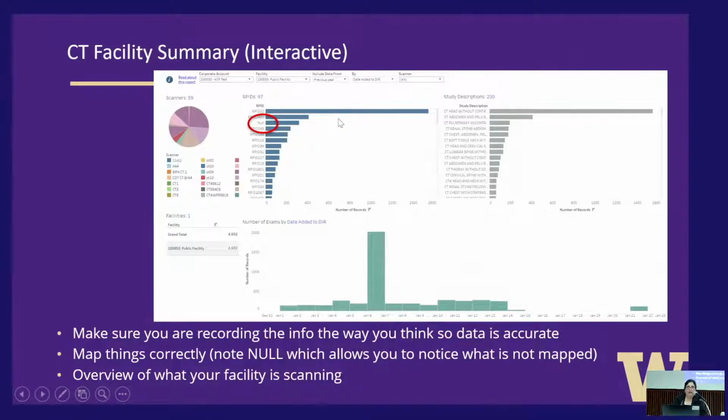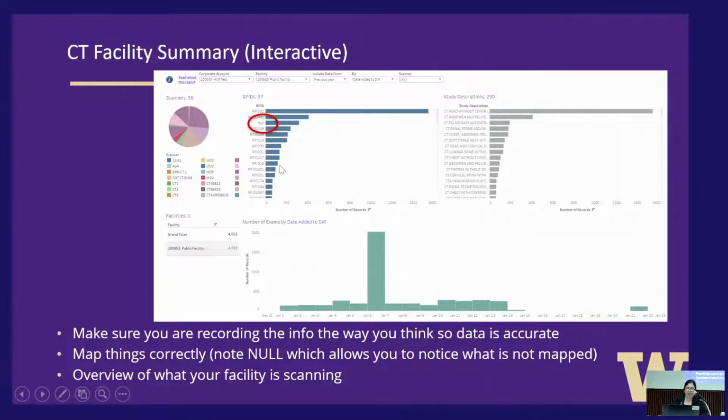I think Sam did, and I did some show and tell with logging into my DIR and showing you how your information can look, and actually showed you very coincidentally the null information from my side, because I told you we stopped mapping because for us it was a bottomless pit. And this is exactly what they're saying here. Make sure you're recording the info the way you think so data is accurate. Map things correctly. Note null, which allows you to notice what is not mapped.